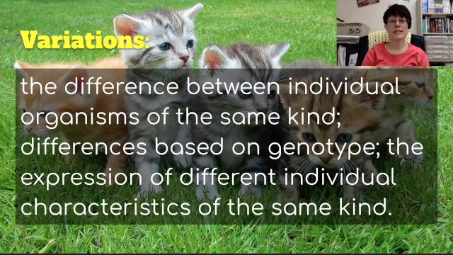They also have variations. This is the difference between individual organisms of the same kind. Differences based on genotype, the expression of different individual characteristics of the same kind. So it's in the genes that these variations are. And we have variations with a type of reproduction called sexual reproduction.